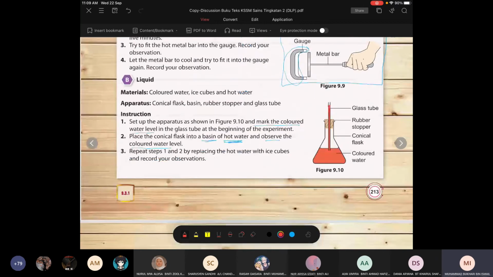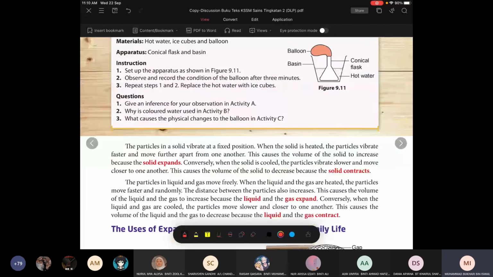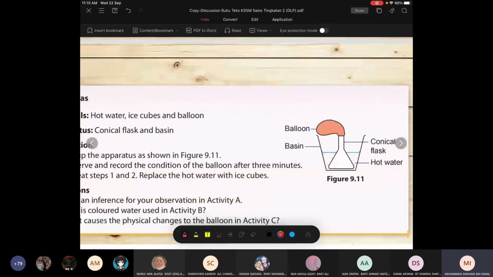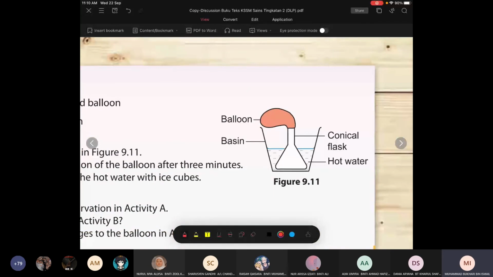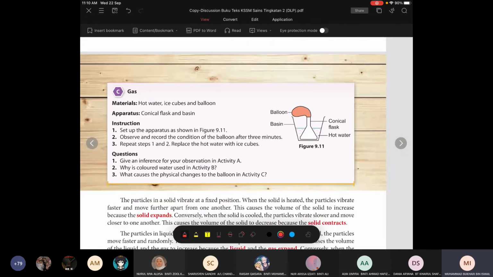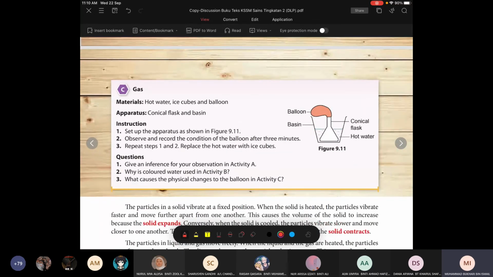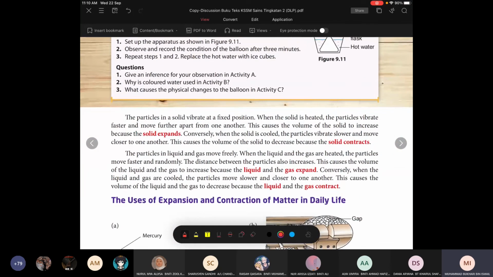Okay, I think quite simple for you to understand this. And the next thing is this one, hot water, ice cube and balloon. Can you guess what will happen? If it is heated, the balloon will be inflated. Air fills up the balloon and the balloon will be inflated. I think you just watched the video about this just now. You have no problem to understand this.